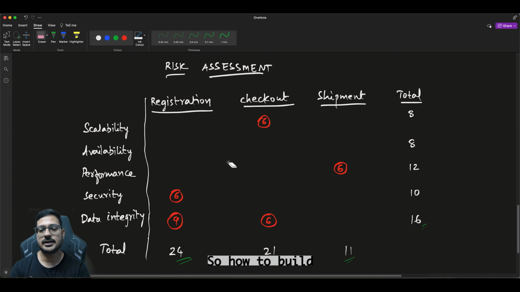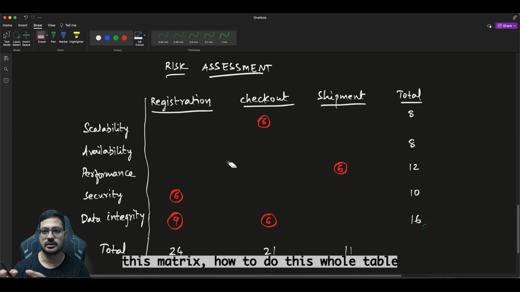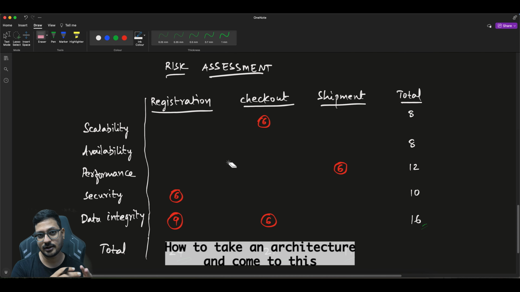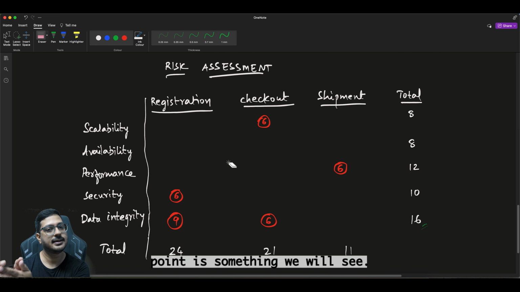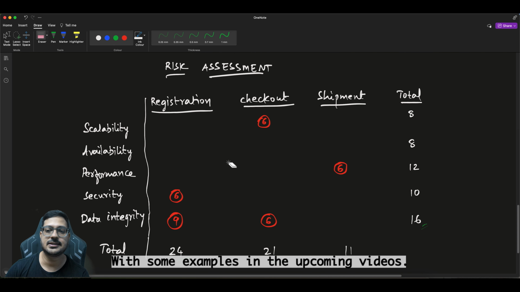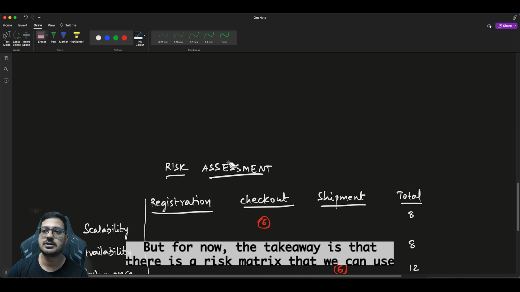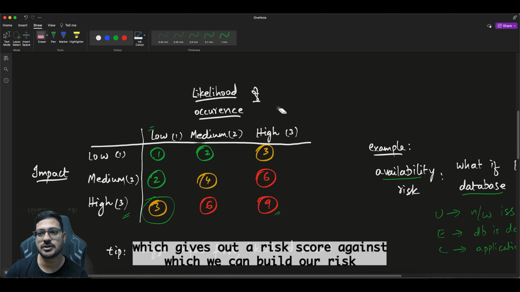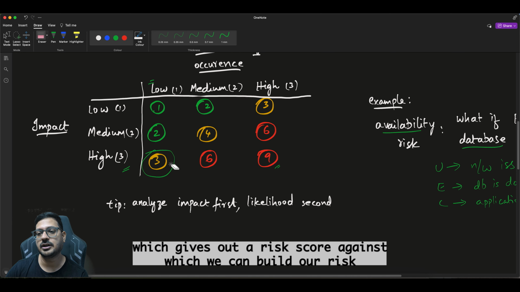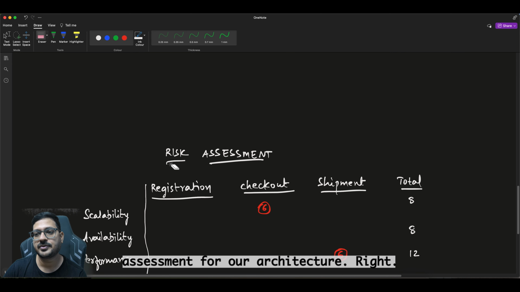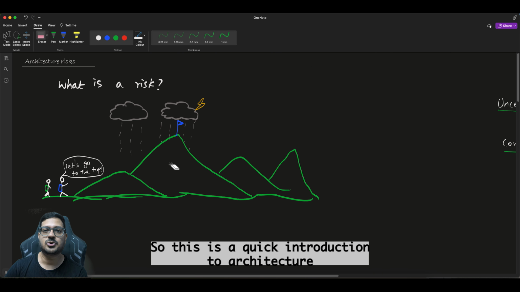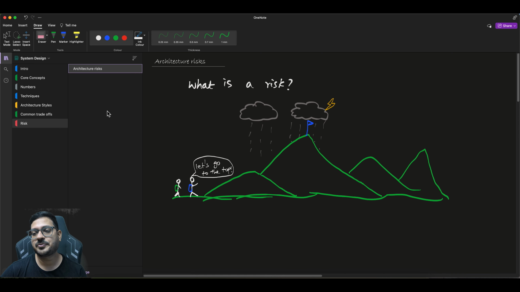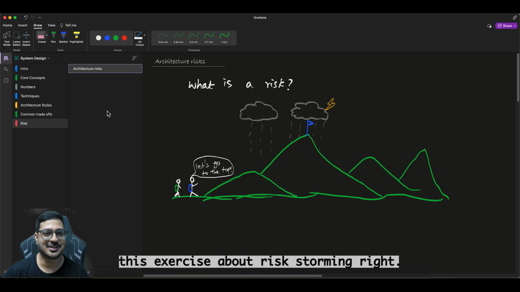So how to build this matrix, how to do this whole table for a particular architecture, how to take an architecture and come to this point is something we will see with some examples in the upcoming videos. But for now, the takeaway is that there is a risk matrix that we can use, which has impact and likelihood of occurrence, which gives out a risk score against which we can build out risk assessment for our architecture, right? So that's a quick introduction to architecture risk, guys. In the next video, we will have a look at our architecture and we will do this exercise about risk storming.